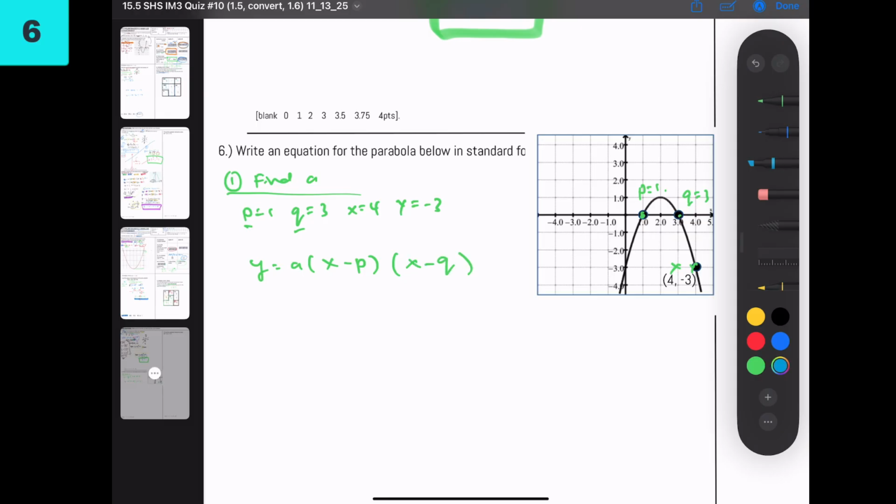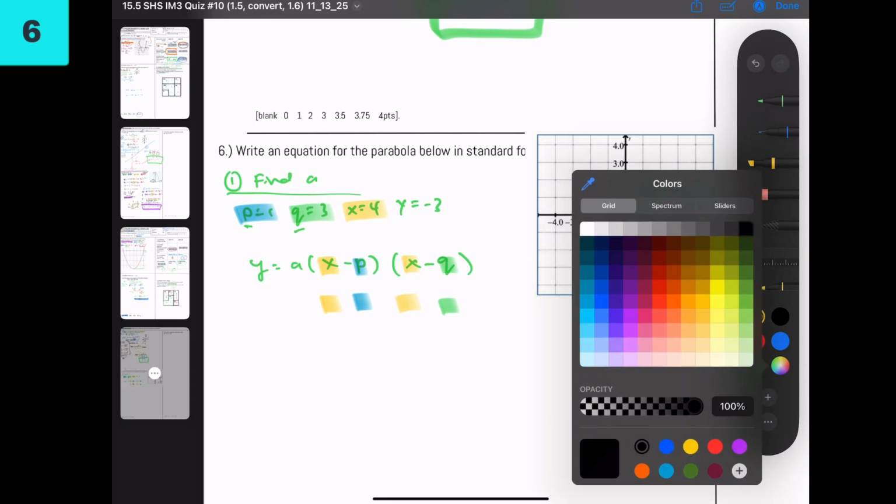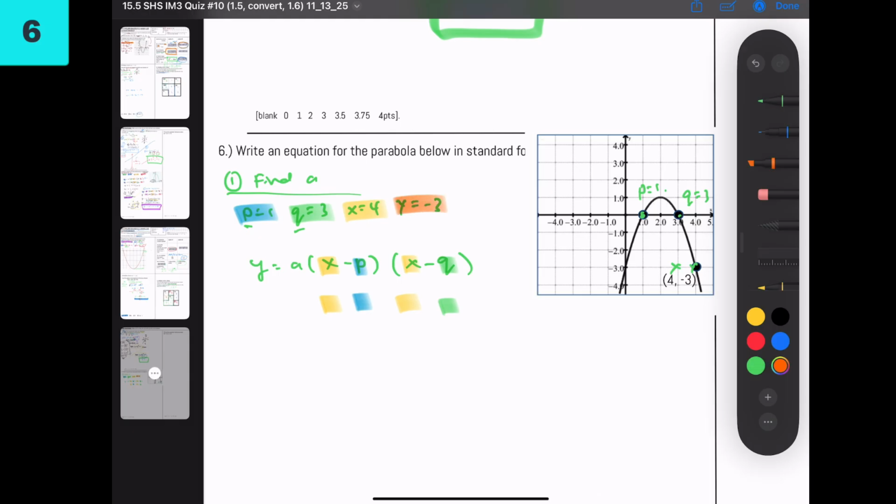Let's have a highlighting party here. P is 1. Q is 3. X is 4. And Y is -3. And you'll notice everything is highlighted except for the variable A. -3. X value is 4. Pay attention, the minus sign's already there. P value is 1. X value is 4. Q value is 3.